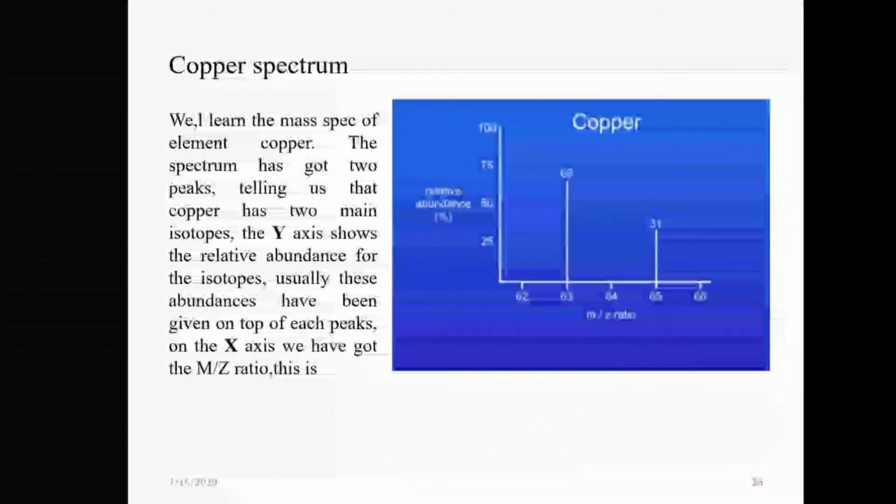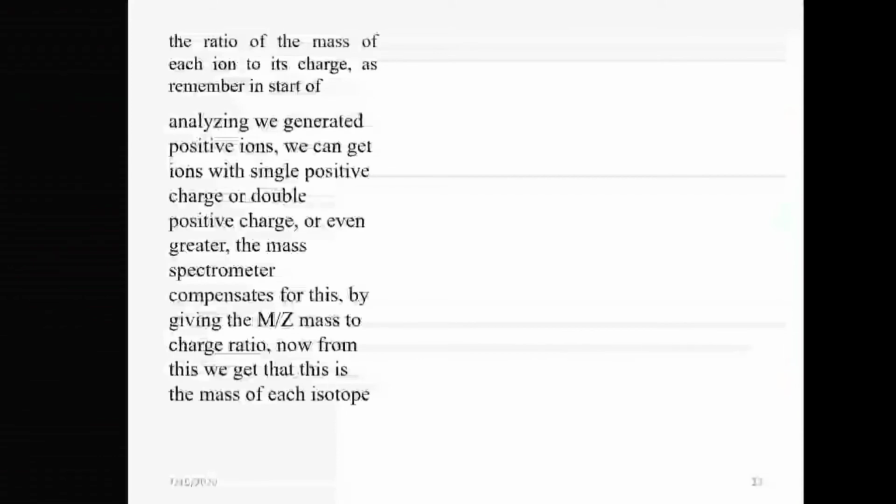The y-axis shows the relative abundance for the isotopes. Usually these abundances are given on top of each peak. You can see 69 and 31 mentioned over here. Whereas on the x-axis, we have the M/Z ratio. This is the ratio of the mass of each ion to its charge.